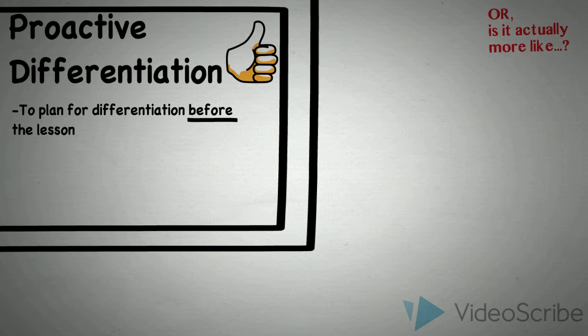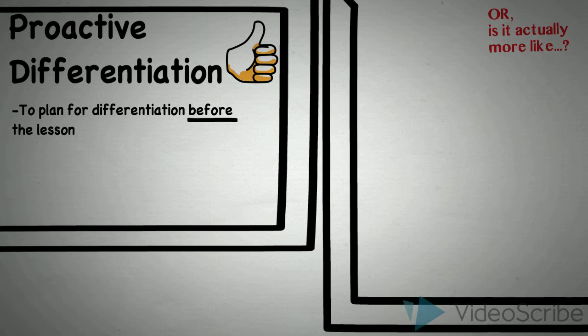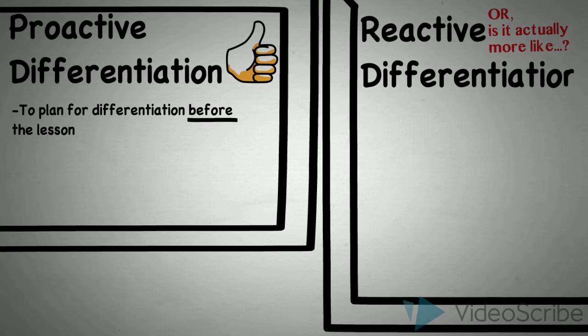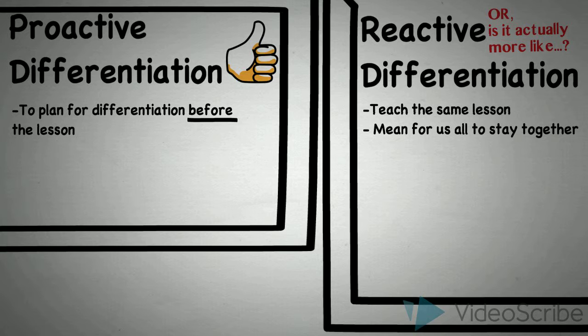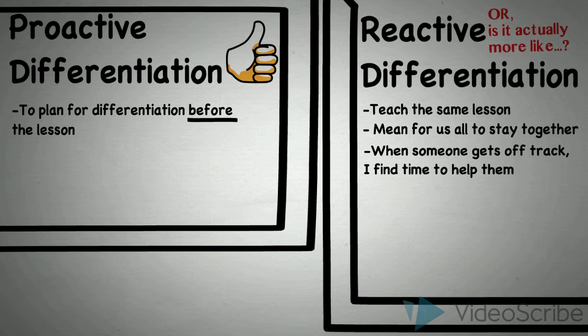Many of us have a definition of differentiation that's sort of a reactive one. I come in and I teach the same lesson to everybody. I mean for all of us to kind of stay together. But when I realize somebody's gotten off track, I try to find time to help them. I go over and kneel down by them and try to whisper something else, or I talk with them a bit during recess, or I ask them if they can stay after school, or I try to give them something extra to help them. What we're doing in that situation is improvising help.